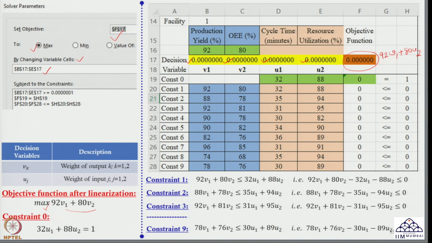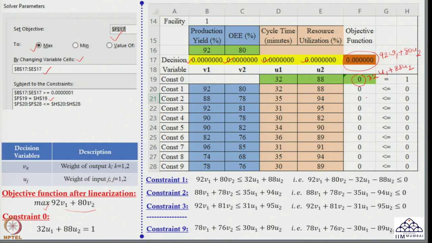Then what are the constraints? The constraint is 32 E1 plus 88 U2 should be 1. That means this value is nothing but 32 E1 plus 88 U2 should be 1. So that means F19 should be equal to H19.